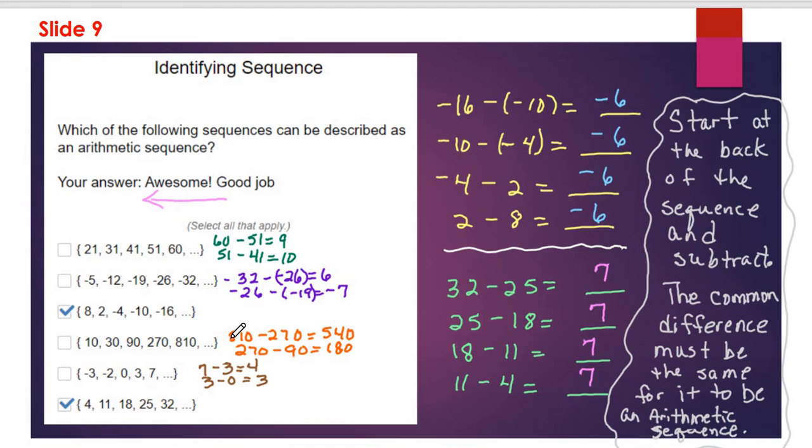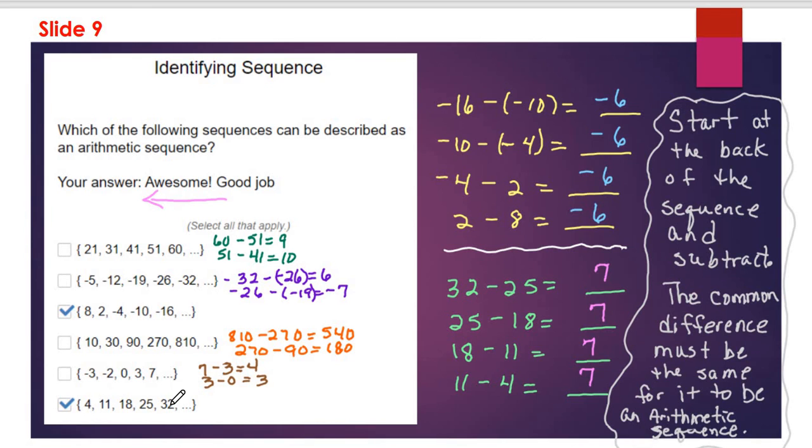Now, when I check this one, 810 minus 270 is 540. 270 minus 90 is 180. Stop. These are not the same. This is not an arithmetic sequence. Now check this one. 7 minus 3 equals 4. 3 minus 0 is 3. This one right here does not have the same common difference. Stop. Do not continue on.